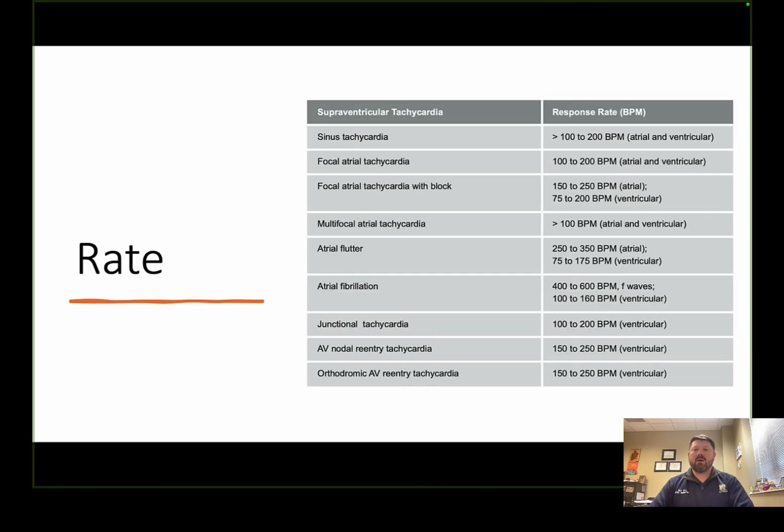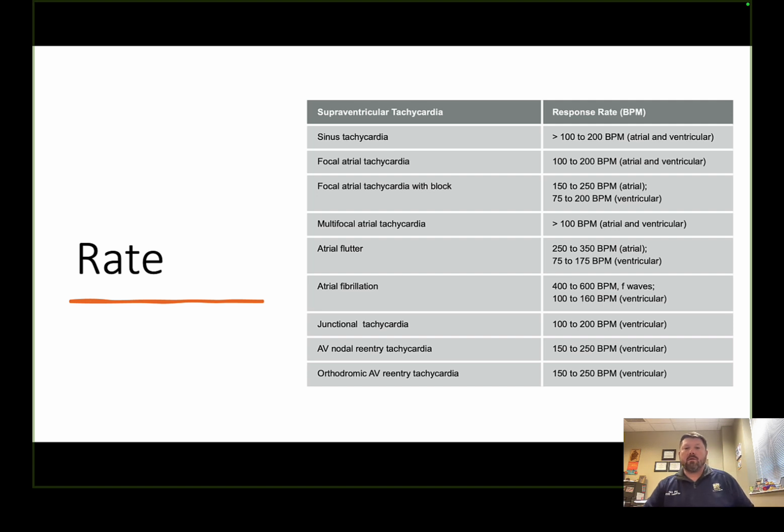So the rate can sometimes be useful in distinguishing between the various narrow complex tachycardias. The rate, however, is usually not extremely helpful because the rates of the different supraventricular tachycardias overlap significantly. In addition, the rates for each SVT are the usual ranges for the tachycardia. Exceptions to the normal ranges are frequently found.